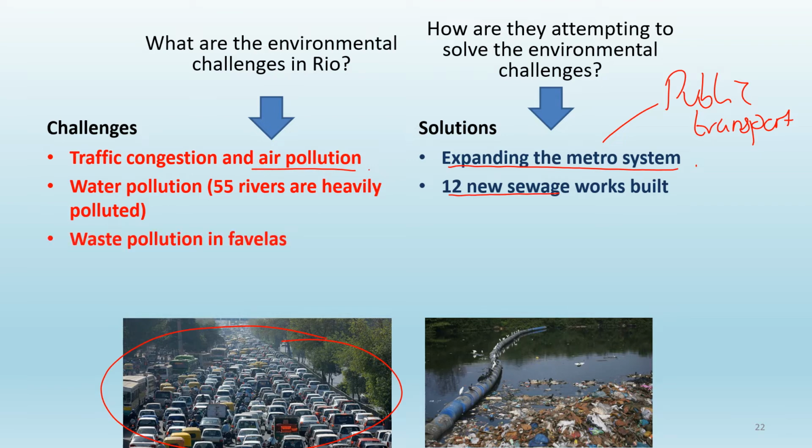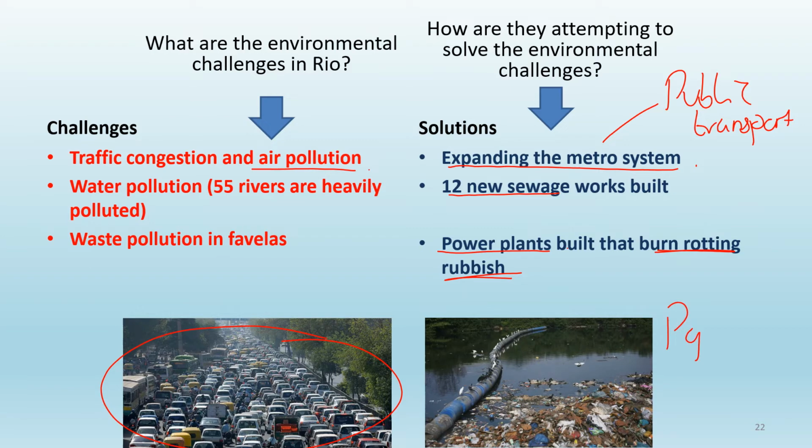And finally, waste pollution is an issue as well. If there's more people, there's more waste. Just things like litter and also sewage from people. So what they're doing is they have created power plants, and these kill two birds with one stone because the power plant is generating electricity from burning rotting rubbish. That's a fantastic way to solve the problem of waste pollution. But again, if the population of Rio continues to increase, in the future, these challenges will only increase again.